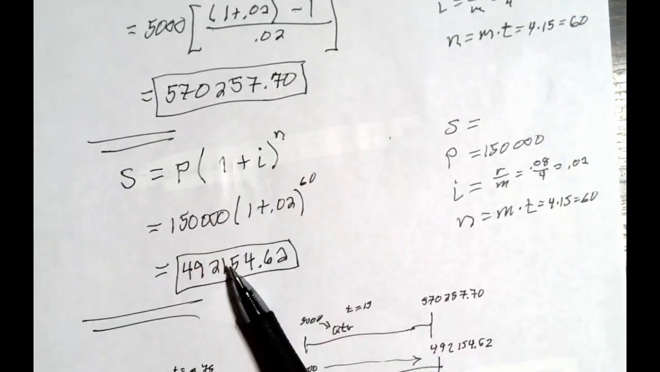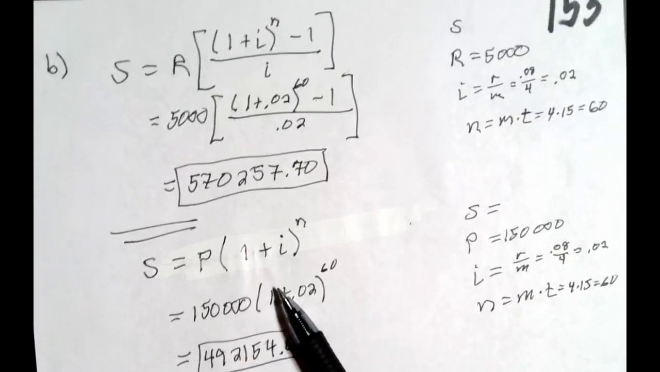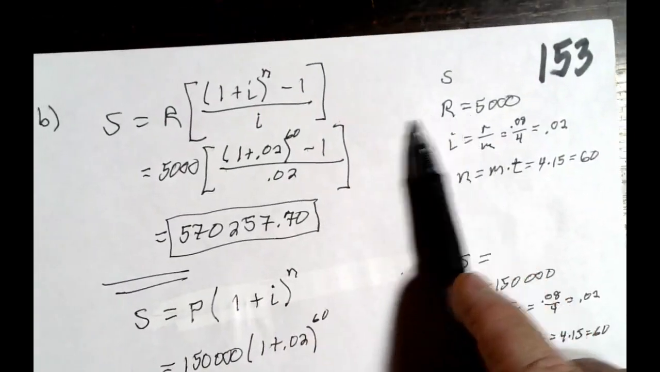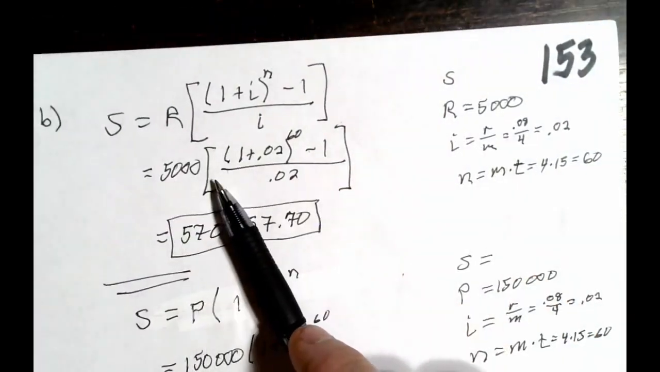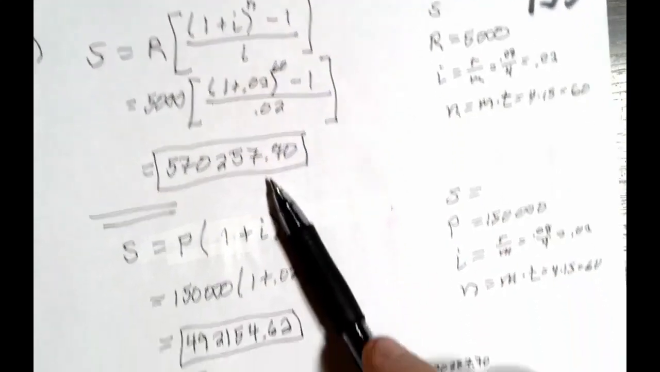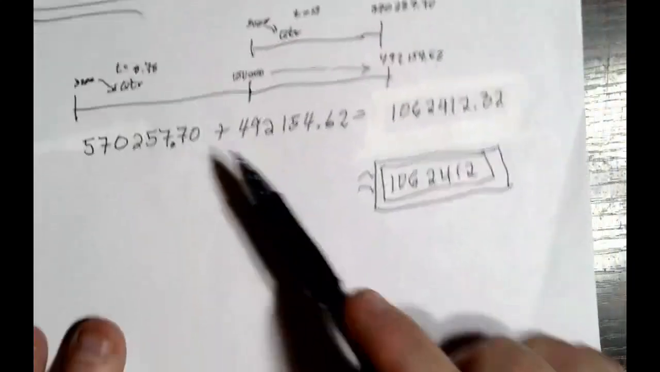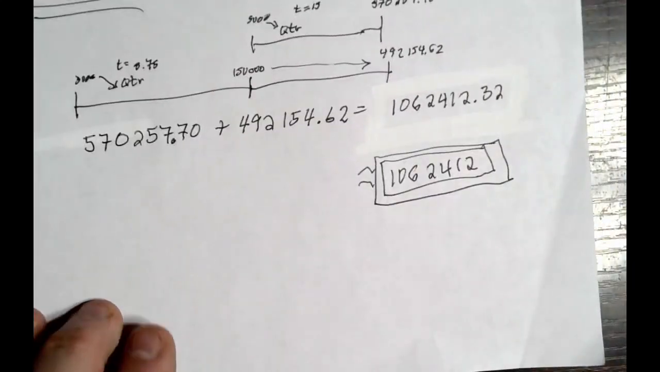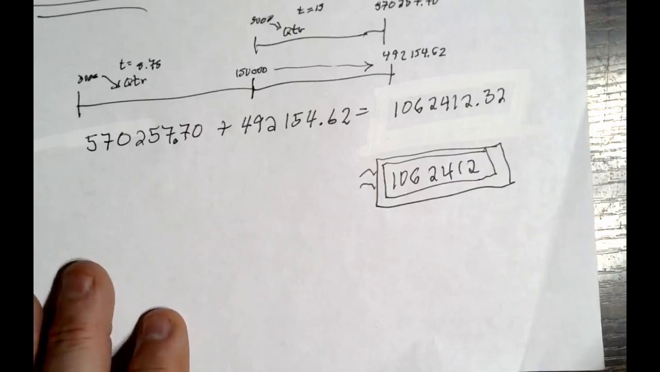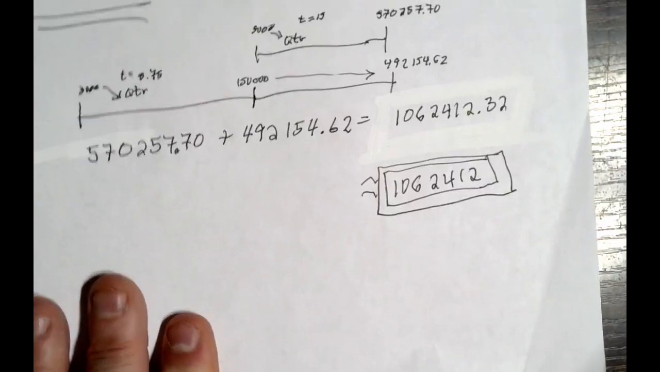$150,000. So $150,000 is growing using a typical compound interest problem, but you also have an annuity going at $5,000 every quarter. So you get two different amounts that are growing, and the two of them add together to give you 1.06 million actually.